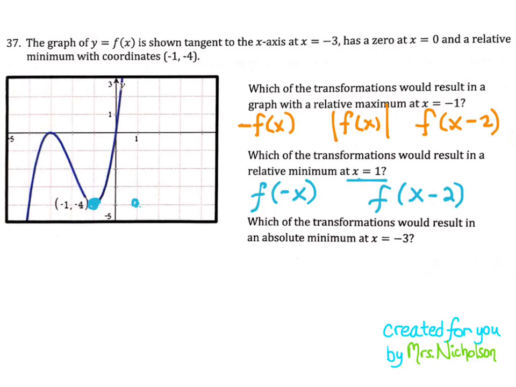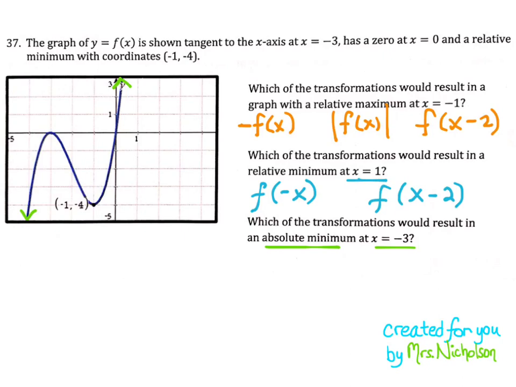And finally, which of the transformations would result in an absolute minimum at x equals -3? All right, so if I have an absolute minimum, that means that it's going to be the lowest point on the graph. Nothing else is going to be lower. Now notice with this graph, it's going to go all the way to positive infinity and all the way down to negative infinity. And so if I just do a reflection, I'm still going to have a piece of the graph that's going all the way to infinity.